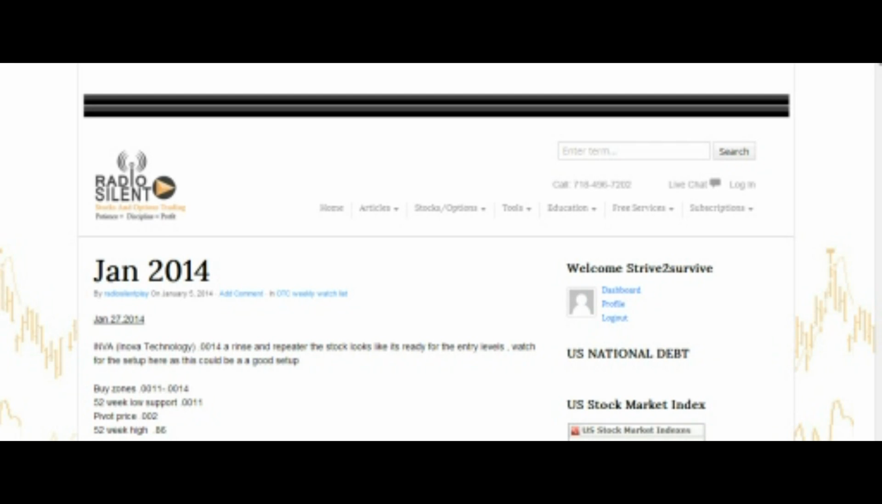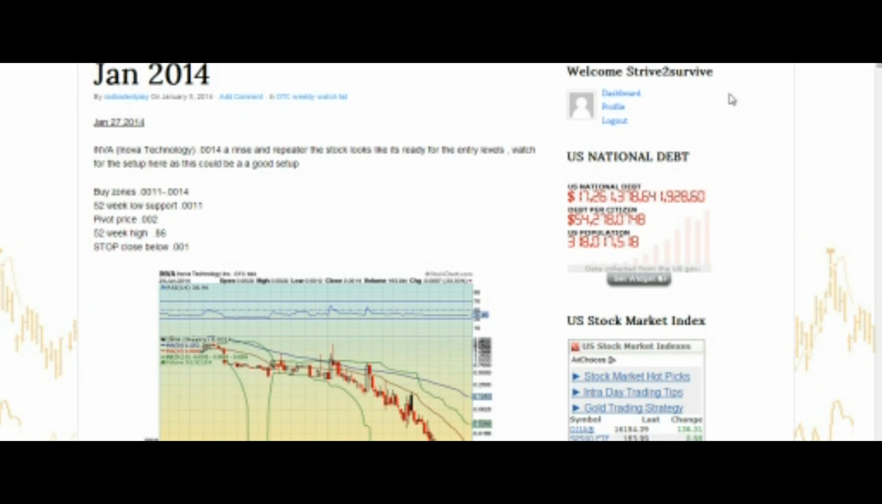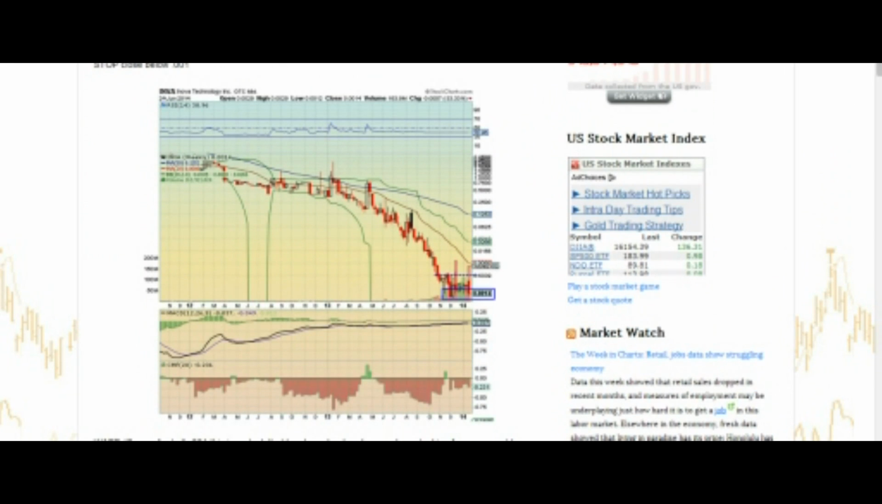I usually list 3 to 4 stocks on the list. I'll have the buy zones, the 52-week low support, the pivot price, the 52-week high, and the stop close. I always have an annotated chart on there, and I'll have the setup. I can have either the weekly or the daily chart. Depending on what stock I'm going to mention, I'm going to show you why I'm actually picking the stock.